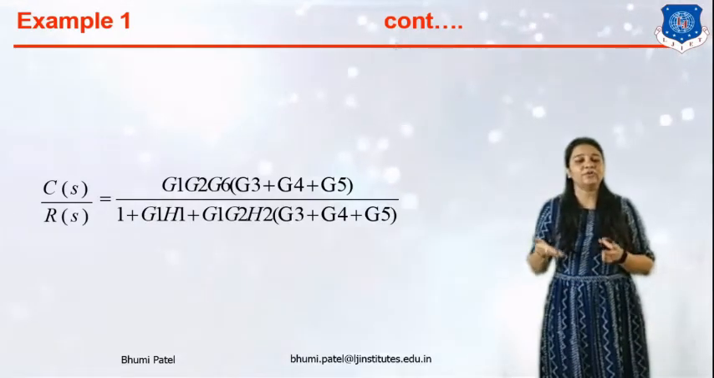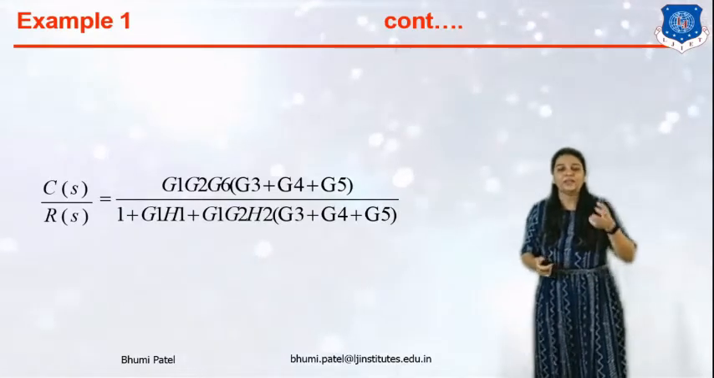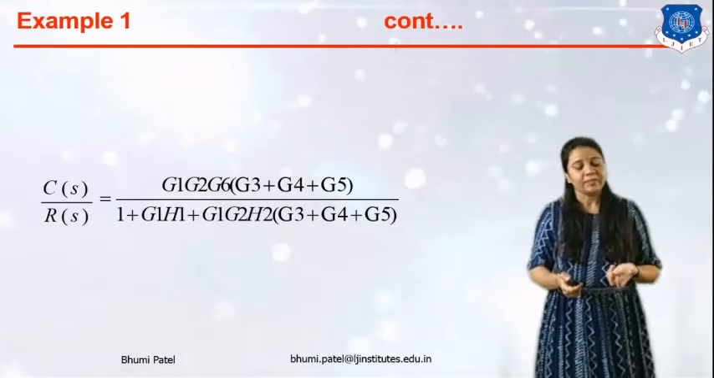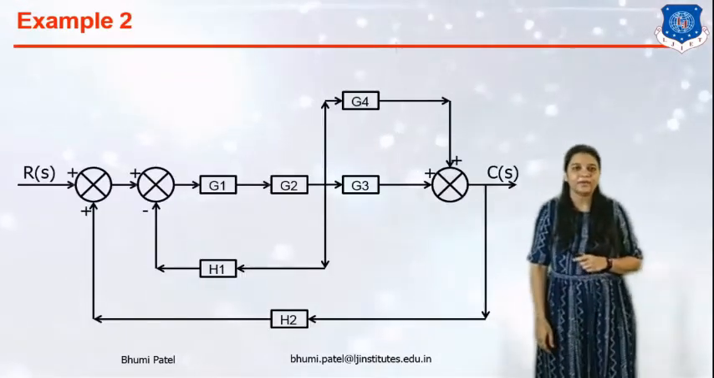Here G1, G2, G3 is our process, is our system, and the feedback element is our transducer or our system sensor. Okay, now let's take the second example.